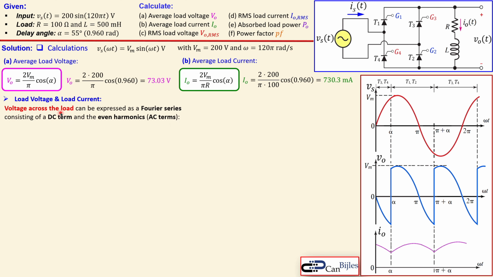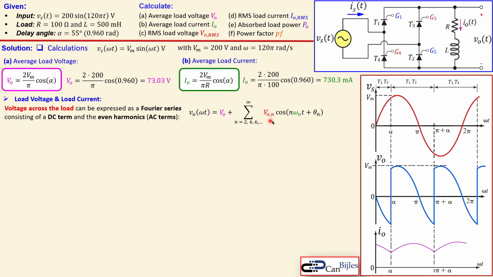The voltage across the load can be expressed as a Fourier series, where we have the DC term and the harmonics, which are the AC terms, and those harmonics are only the even harmonics. The expression is given by this formula. You see here the vo, which is our load voltage, is equal to the capital Vo, which is our average load voltage or DC term, plus the summation of a lot of AC terms, actually infinite, but only the even part. So n is 2, 4, 6, 8, etc.